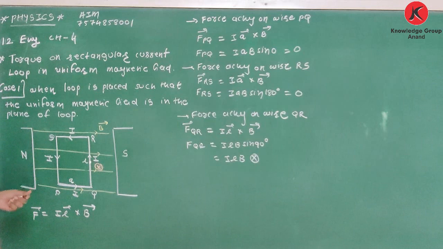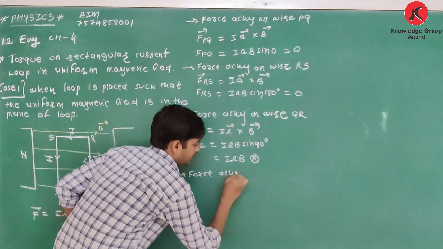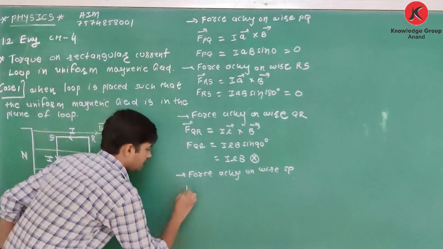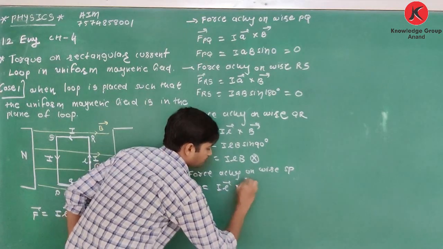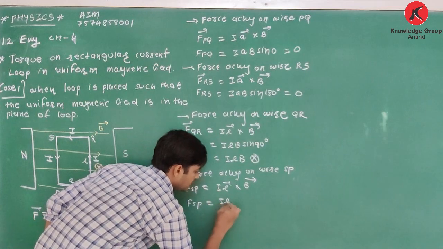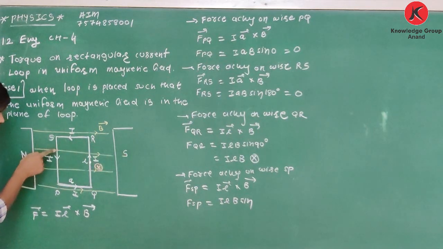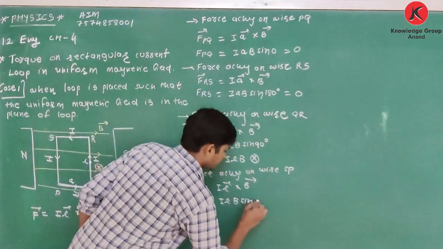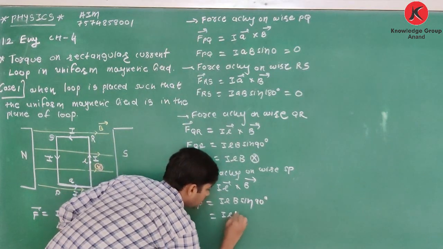Now, force acting on wire SP. Again, F_SP is equal to I L cross B. So F_SP is equal to ILB sin of the angle between them. Here it is the magnetic field and current is in the downward direction. So what is the angle between them? Yes, it is sin 90, and sin 90 is again 1. So it is again ILB.